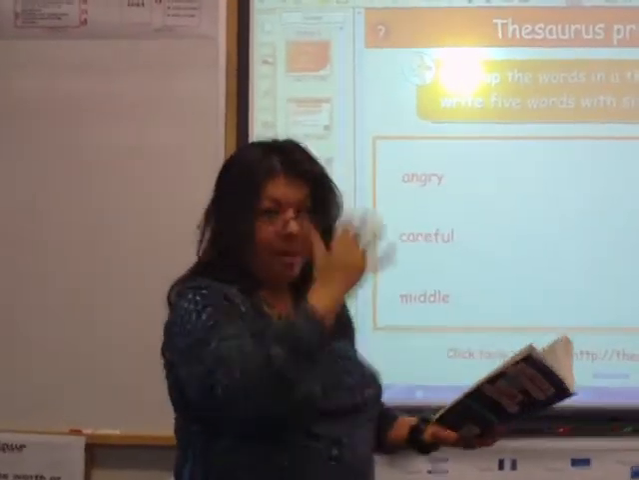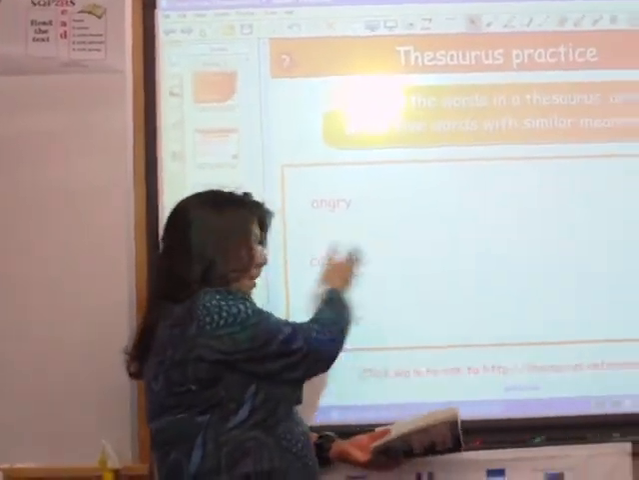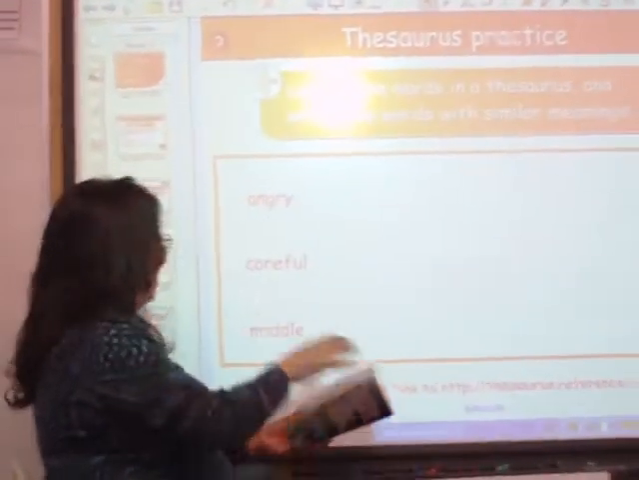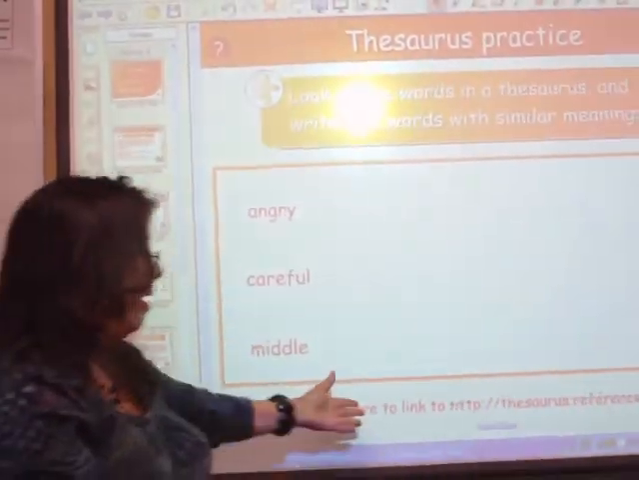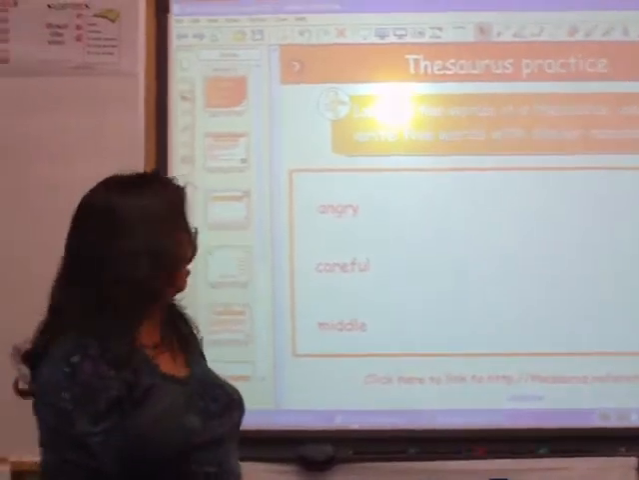Then they can come up and do the interactive part. I would have one student come up and do middle, another would come up and do careful and angry and so forth. And again, making sure that the link is there so the students can go directly to the source.